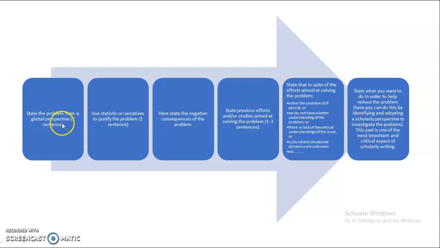You state the problem from a global perspective. Please don't solve a local problem. You show the statistics and the narratives to justify that problem. You state the consequences of that problem with justifications. You show previous efforts and studies, and you cite them very well in your work. And then you show that in spite of all that, the problem is still persisting.